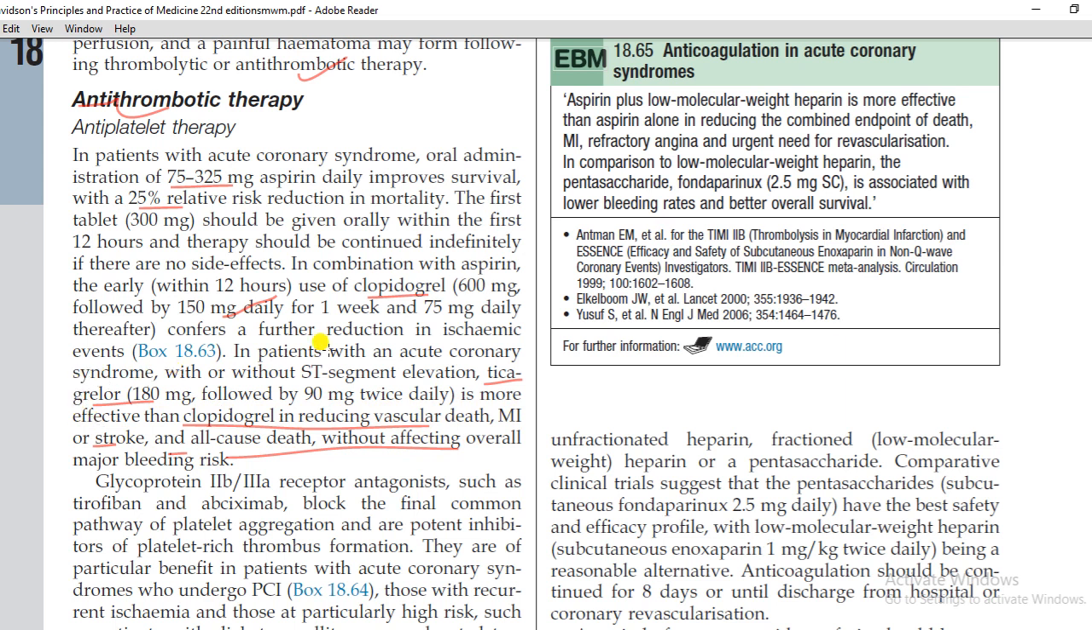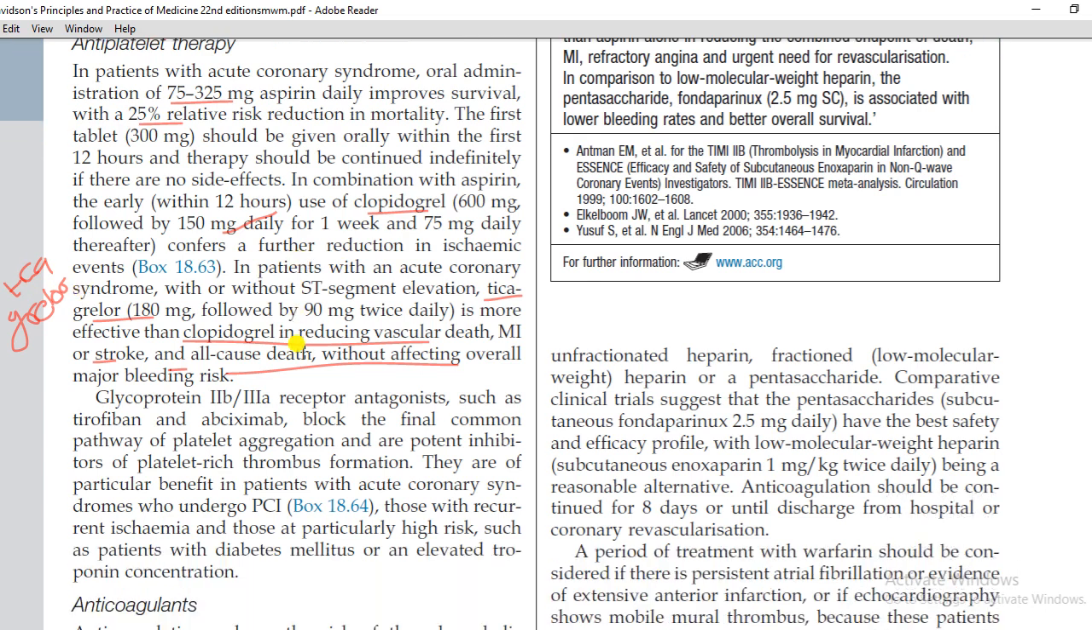So ticagrelor is important as well. Ticagrelor is important and can be given in place of clopidogrel. Yeah, it has an antiplatelet effect.